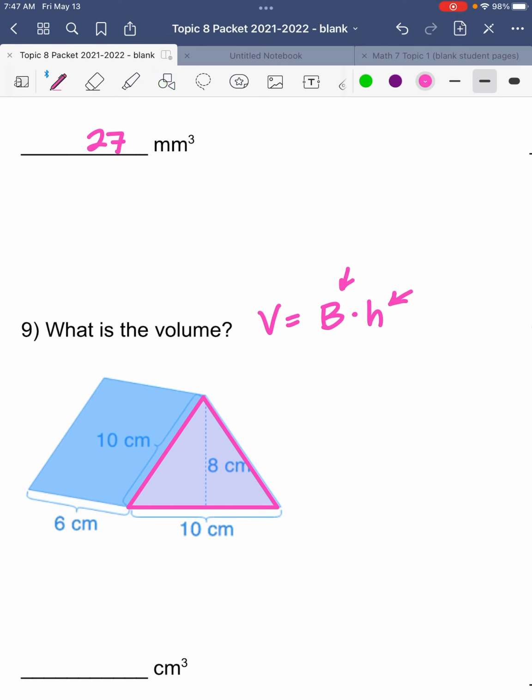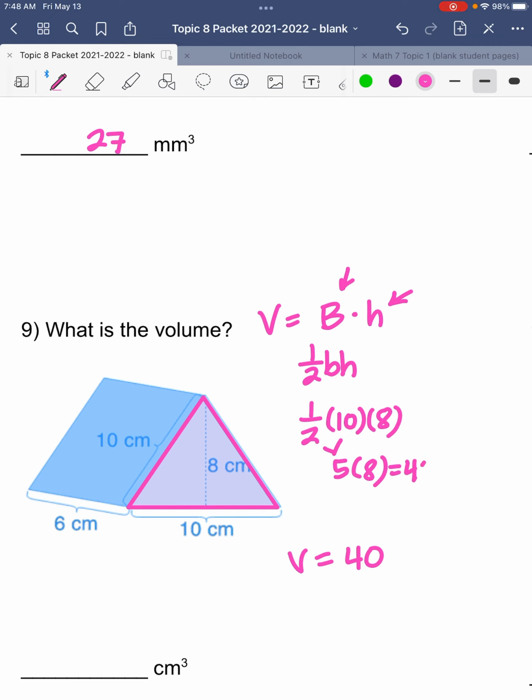So I know to find the area, I'm going to have to multiply 1/2 times the base of the triangle times the height of the triangle. So the base of the triangle is this 10, and the height of the triangle is that 8. So we have 1/2 times 10 times 8. Well, I know that 1/2 times 10 is 5, and 5 times 8 is 40. So I know to find the volume, I'm going to start with 40. That's my big B. Okay?